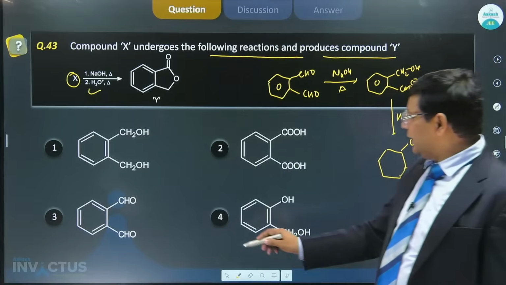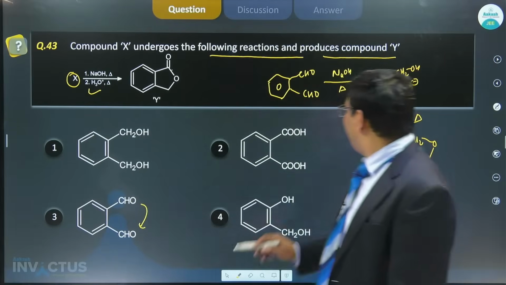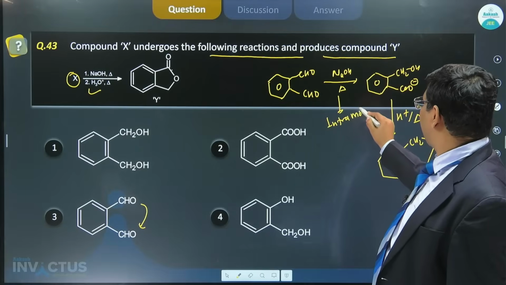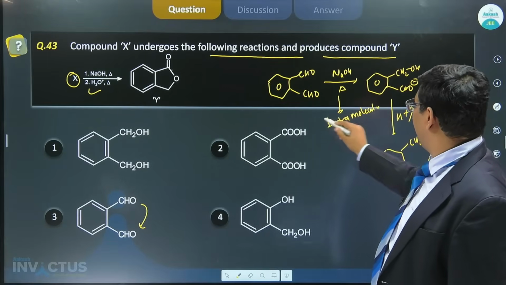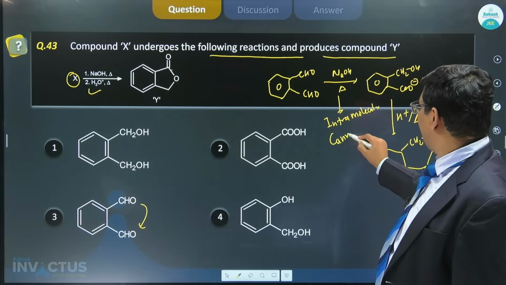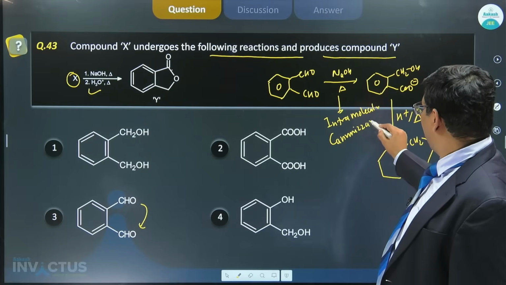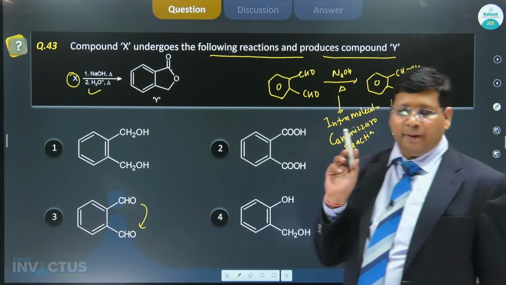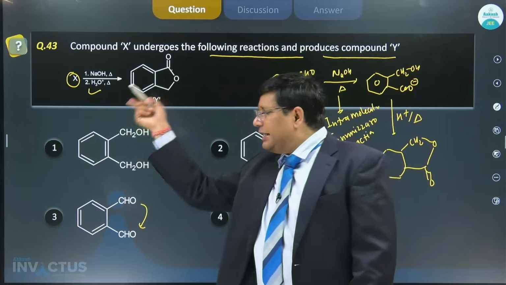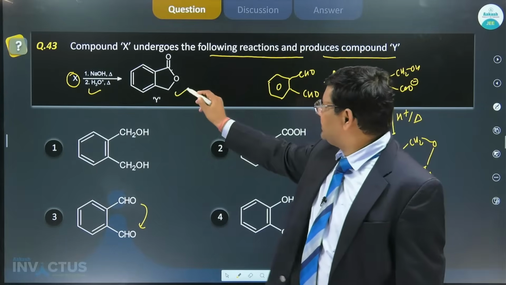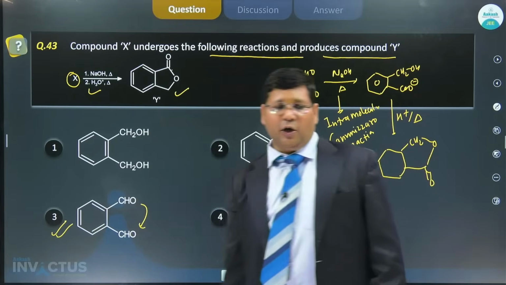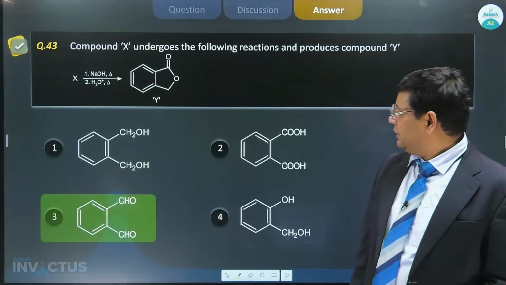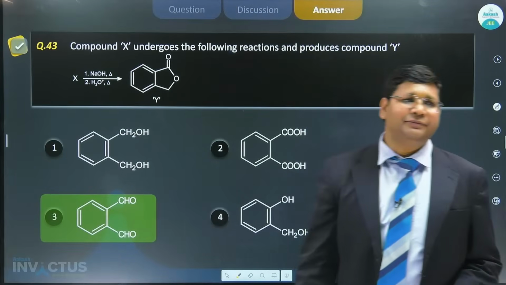तो ठीक है बच्चों, इंट्रामोलिकुलर कैनिजारो, तो इंट्रामोलिकुलर कैनिजारो का एक स्टेप यूज हो गया, देखो यहाँ पर इंट्रामोलिकुलर कैनिजारो, एल्डोल नहीं है ये कैनिजारो है, तो इंट्रामोलिकुलर कैनिजारो रिएक्शन। तो intramolecular Cannizzaro followed by esterification, you will get simply this compound. It means the compound should be 3. So let me check the answer for this. I think yes, this is the correct one.